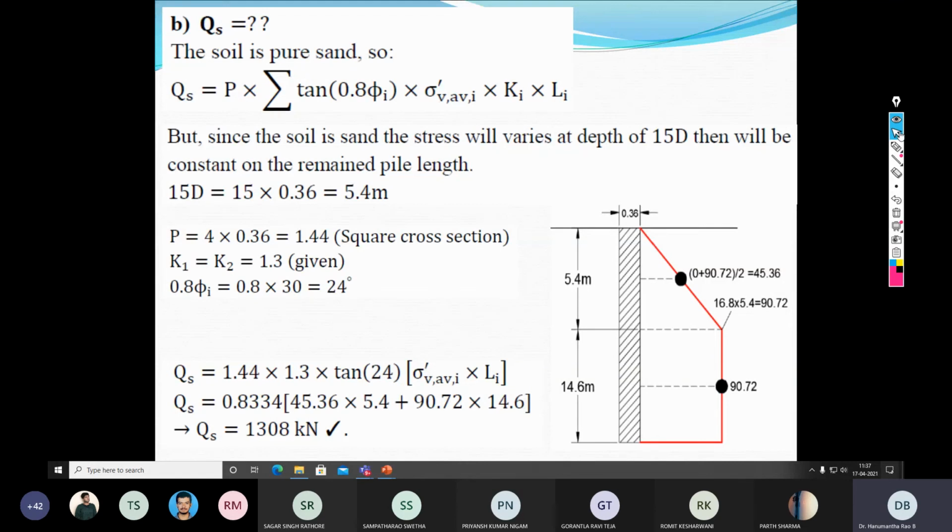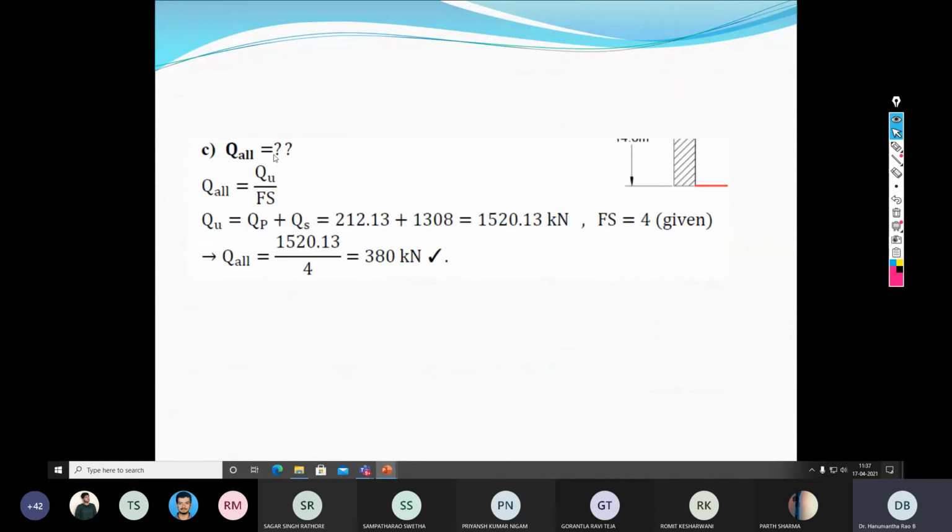Can I go to the next slide? The last step is how do you determine the overall pile capacity? It is the summation of QP plus QS. Our allowable pile capacity is nothing but ultimate divided by the factor of safety.